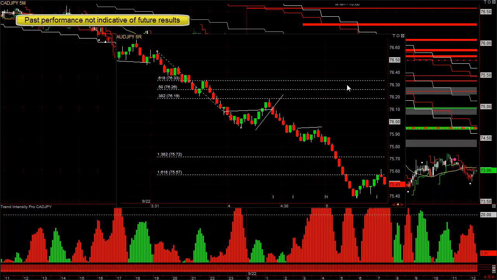They act like magnets, support and resistance do. And usually the price will move to those areas.